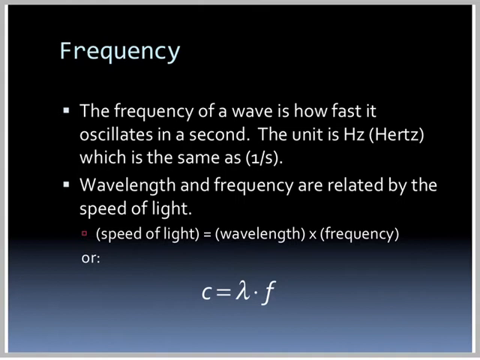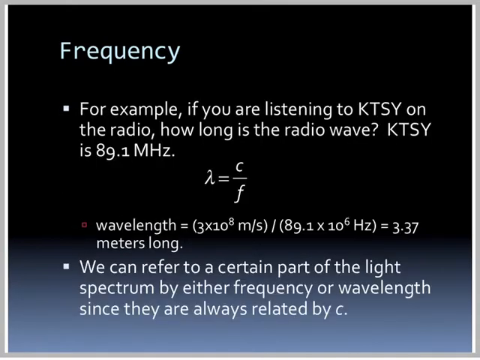Wavelength and frequency are related by the speed of light. So the speed of light is equal to the wavelength times the frequency, or c equals lambda f. For example, if you were listening to a local Christian radio station here in Nampa, KTSY on the radio, how long is the radio wave?